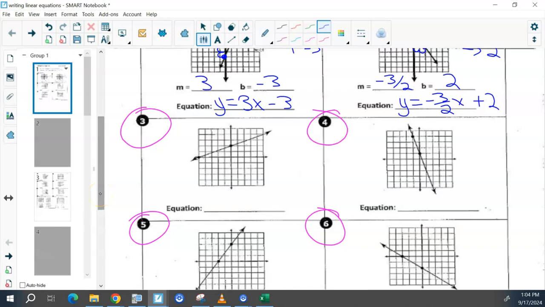So for this one, again, I'll show you where the points are. What is that y-intercept? Positive 2. I'm going to write that off to the side. And then we're going to count that slope from one point up and then over. What is that slope? Close. 2 over 5. And then we're going to use those two to write our equation. What would that look like?